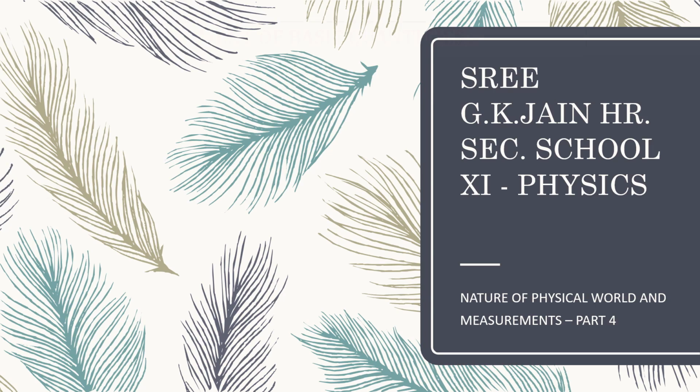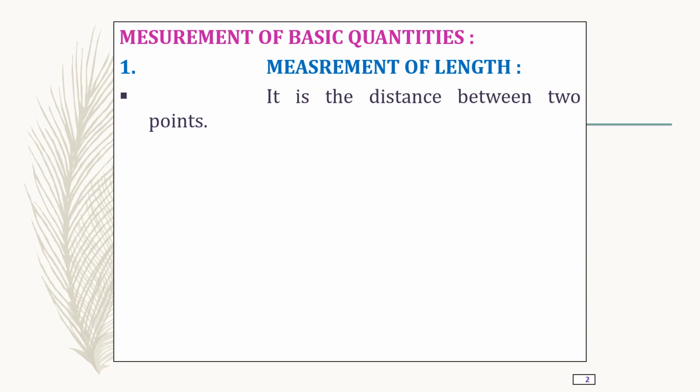Today we are going to see the topic measurement of basic quantities in 11th standard physics. In this we are going to learn about the measurement of length, mass and time. Let us move on to the topic. Measurement of basic quantities. First we are going to see measurement of length. Length is defined as the distance between any 2 points in space. The SI unit of length is meter, m.